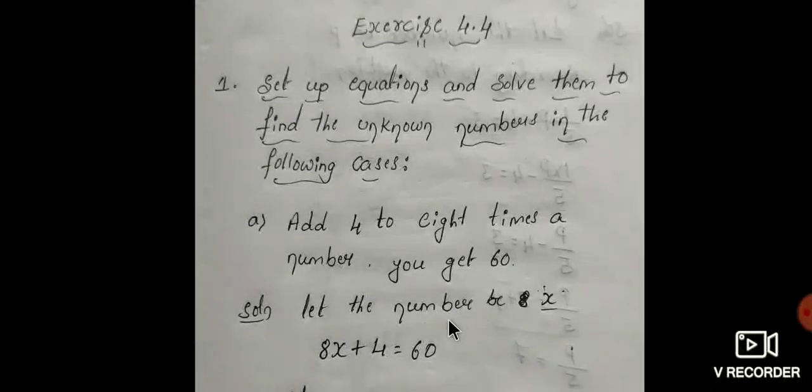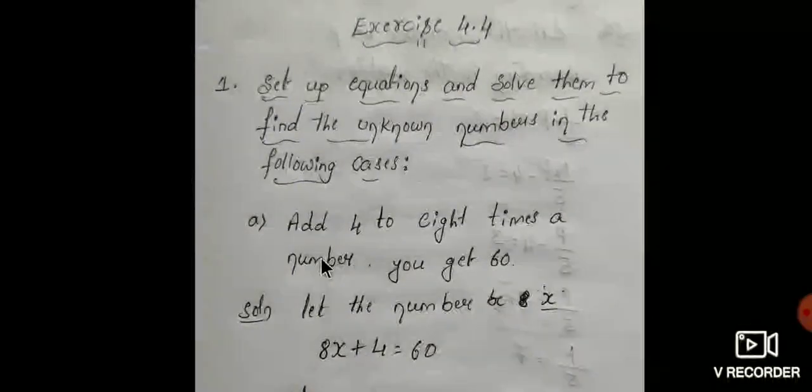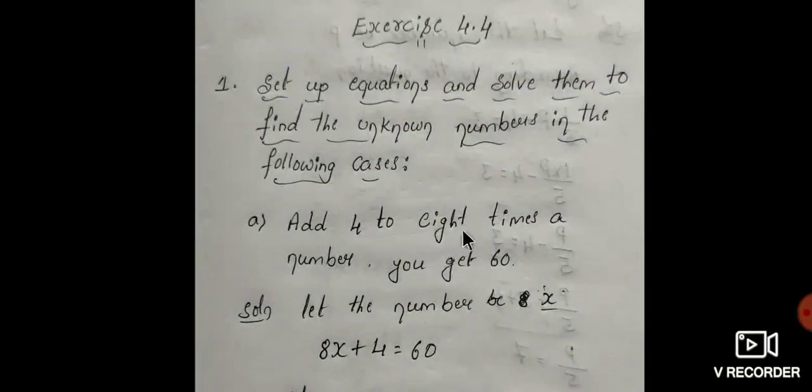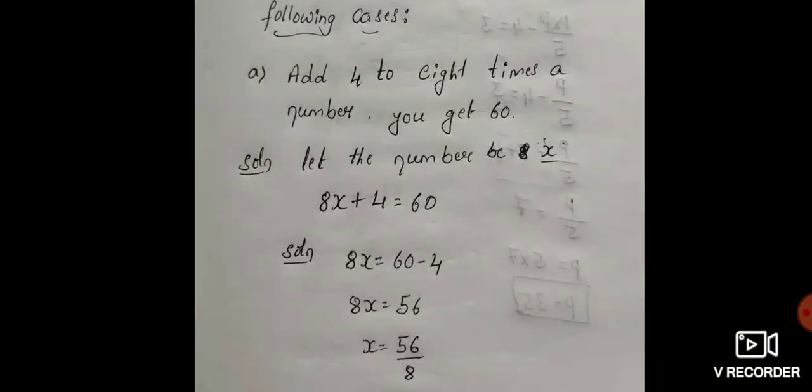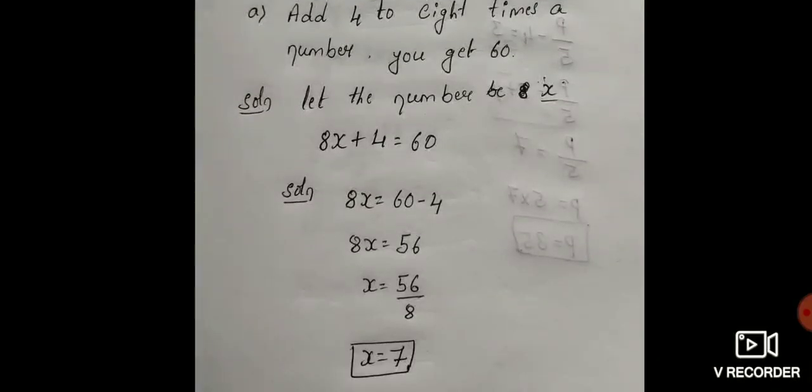So you get 60. So add 4. We must add 4 to a number that is 8 times a number. How many times is this number? 8 times. 8 times x plus 4 is equal to 60. This is the given equation. I added 4 to 8 times a number and we get 60, right? Yes. Next, so we added and also we made an equation, or we constructed an equation.